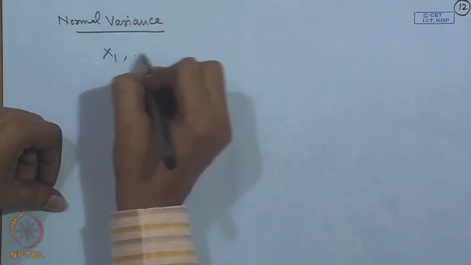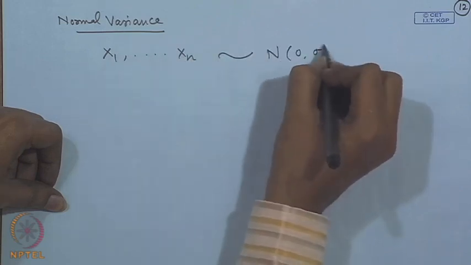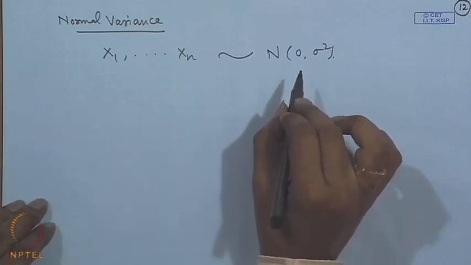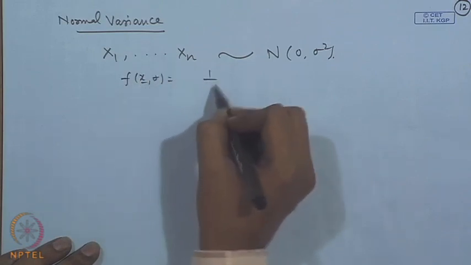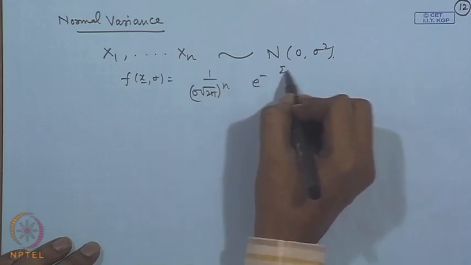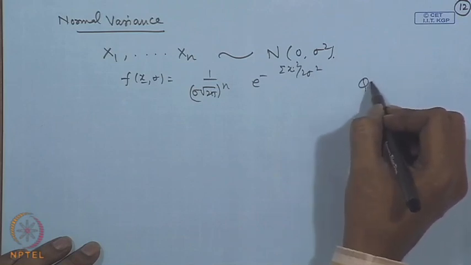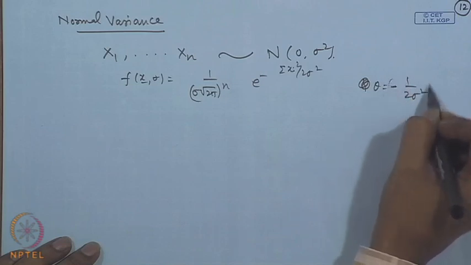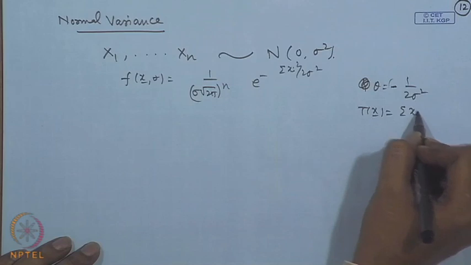We have a random sample from normal 0, sigma square distribution. So, we need to write down the joint distribution to look at the formulation here of T(x): e to the power minus sigma x i square by 2 sigma square. So, here your parameter theta is equal to minus 1 by 2 sigma square. Of course, you can see this is an increasing function here, and T(x) is equal to sigma x i square.